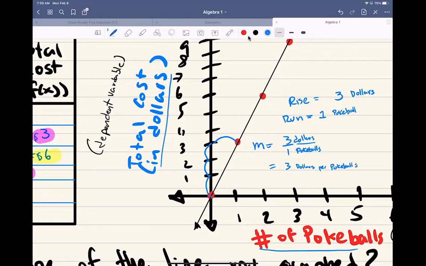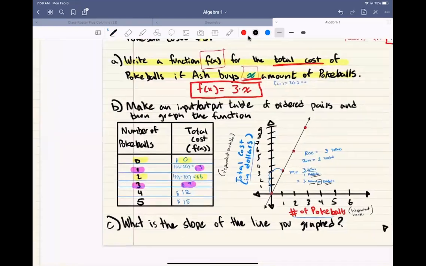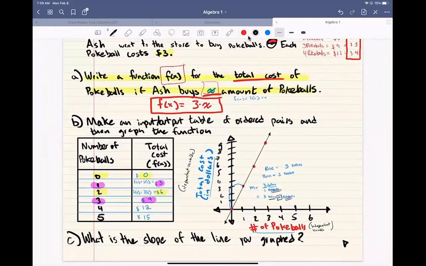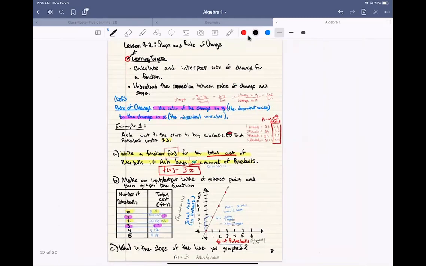Okay, and why do I write dollars per Pokeball? We always put the one on top first, right? And then per is like our division, our fraction, and then the new denominator goes here. That's basically what we did. So our slope is $3 per Pokeball, or our slope m is equal to 3, and then dollars per Pokeball. I'm just gonna write per Pokeball like this. Okay, and we're gonna go on to our next slide, which is kind of an interesting one.